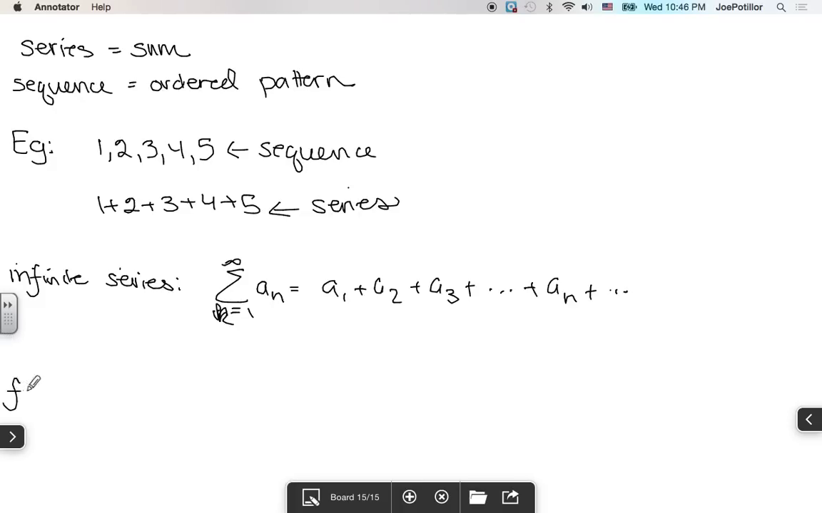A finite series stops at n: k equals 1 to n of a sub n, a sub 1 plus a sub 2 plus all the way to a sub n. That's the difference between an infinite and a finite series. An infinite series keeps on going. A finite series stops when you get to the last number. Ironically, you can find the sum of both of them, but both require a different process.